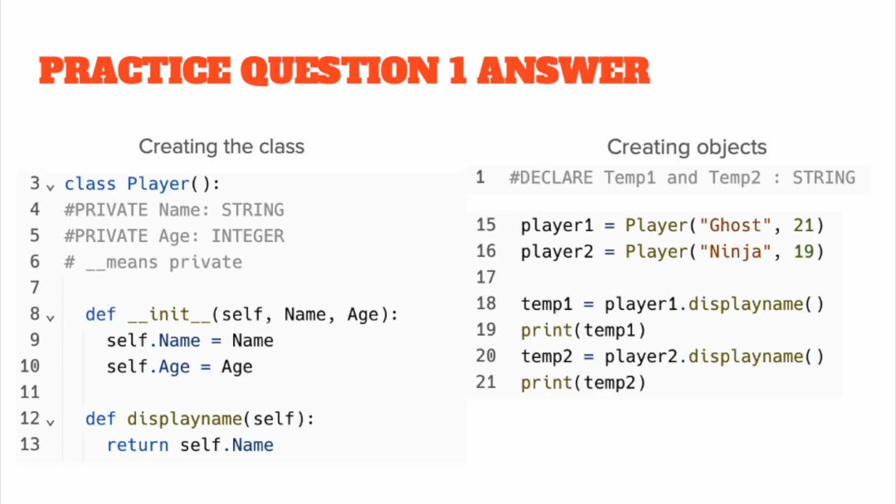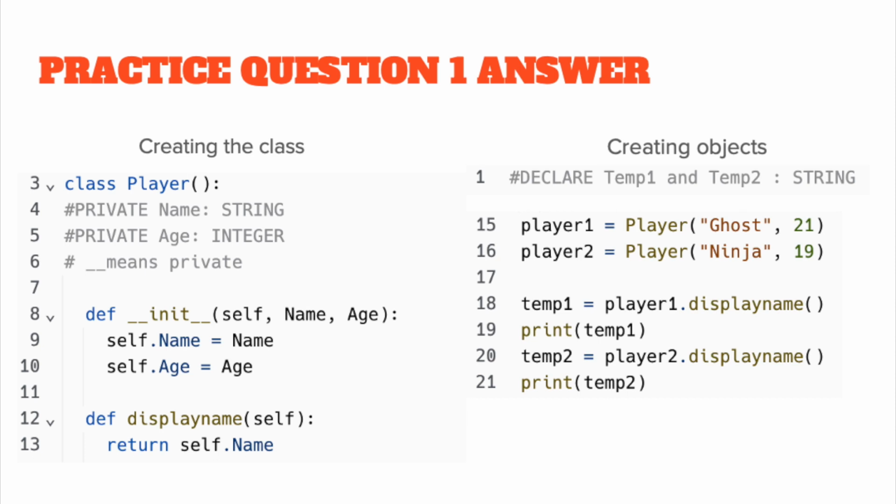Okay, hopefully you've got something like this. For creating the class, you've got a class called player, and then you've got 2 comment statements. If you forgot about them, please remember you've got to do that. Private name, which is a string, private age, which is an integer, and the 2 underscores mean private. So I'm going to create my constructor, def 2 underscores init, 2 underscores self comma name comma age colon. Self.name is equal to the name variable. Self.age is going to be the age variable or parameter that's passed later on.